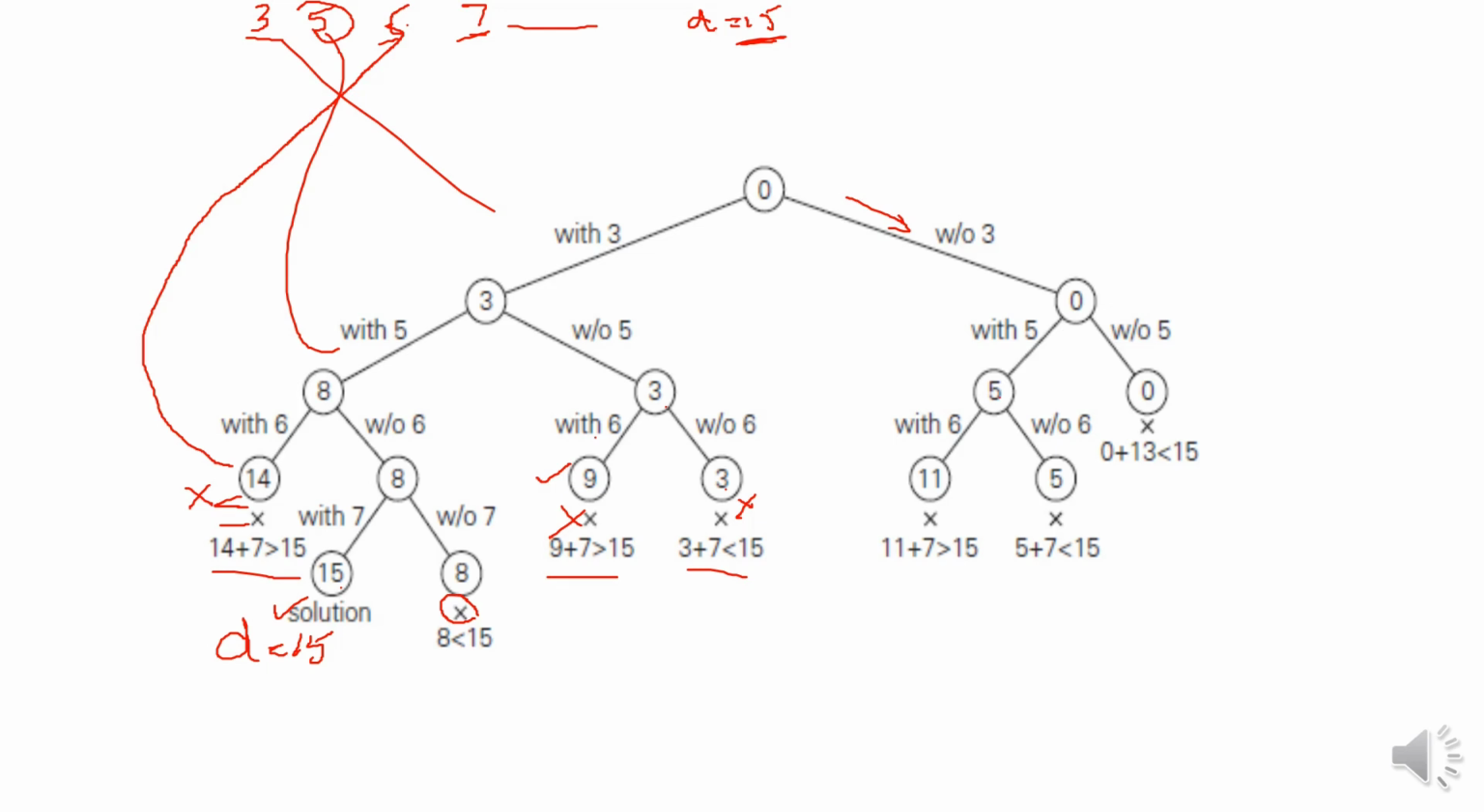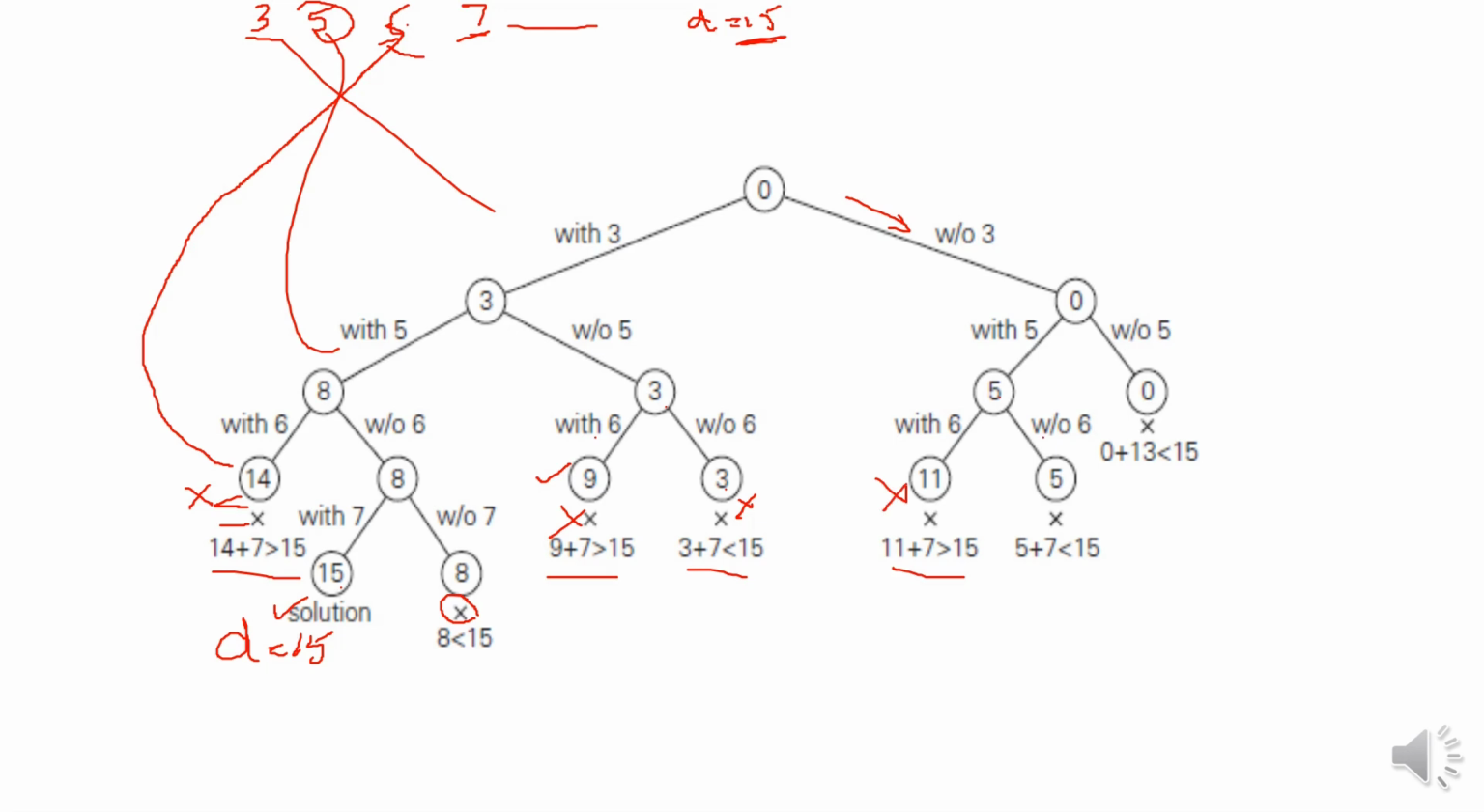Now for this, let me try generating the left child. So 5, and I will add the item 6. So 5 plus 6 is 11. Is this node promising? You try, because we have already seen no 3, 5 was considered, 6 is considered. Now you have 7. So 11 plus 7 is 18, which is greater than 15. So this is a dead end, a non-promising node has been reached.